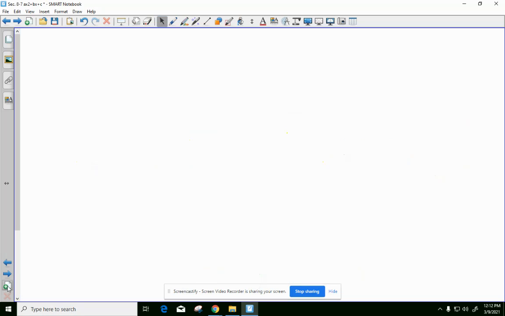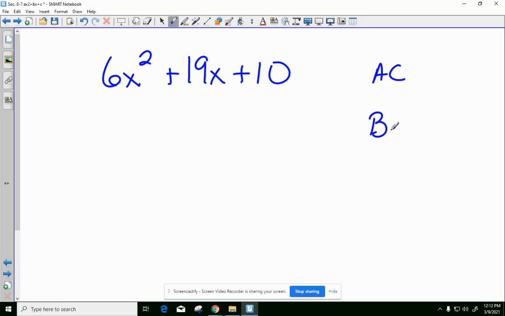It's originally 6x squared plus 19x plus 10. Okay? The name comes from the fact that right now the 6 is in the place of the A, the 19 is in place of the B, and the 10 is in place of the C. So off to the side, we're going to write these two things, A, C, and B.